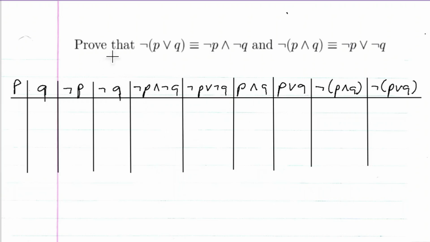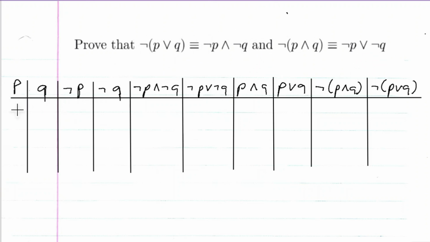Hey, so today we're going to prove that the negation of P or Q is logically equivalent to the negation of P and the negation of Q. And we're also going to prove that the negation of P and Q is logically equivalent to the negation of P or the negation of Q. Okay? These are known as De Morgan's laws, these two guys.